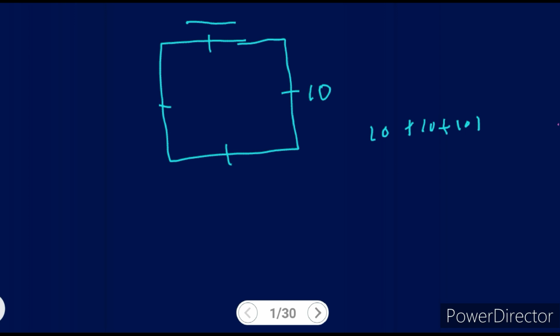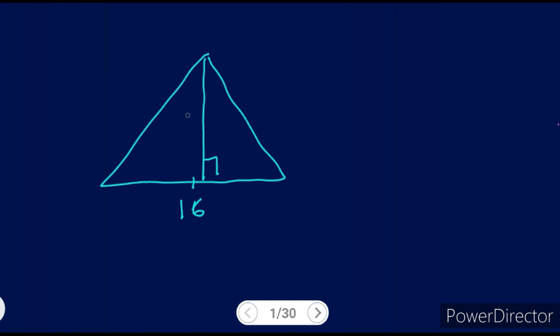And now let me go to another shape. Let's deal with the triangle. Let's say we're given that this is 16, and we're given the perpendicular height as, let's say, 6. And then you're asked to find the perimeter.